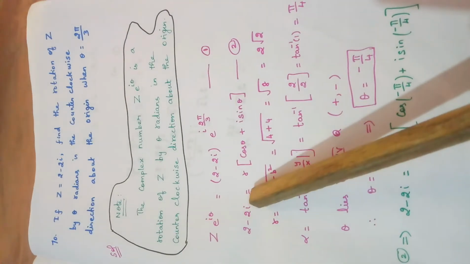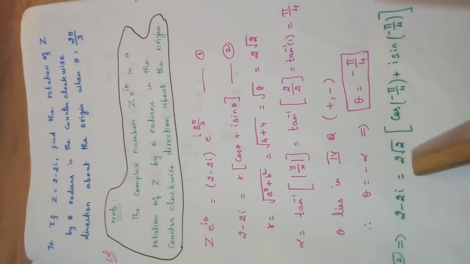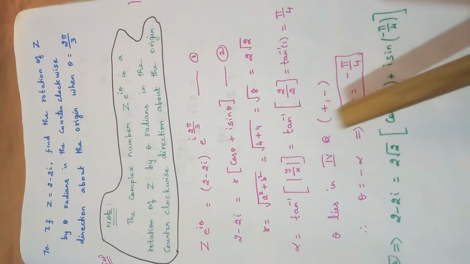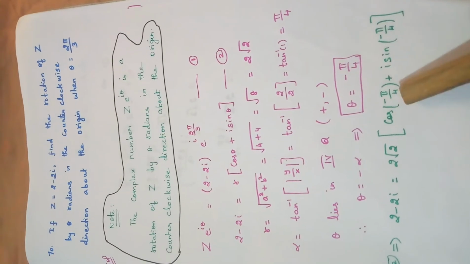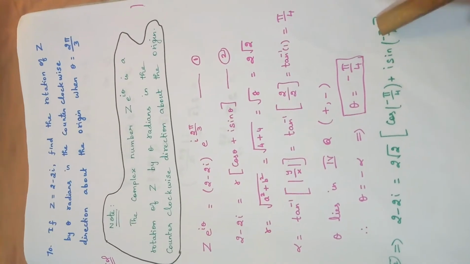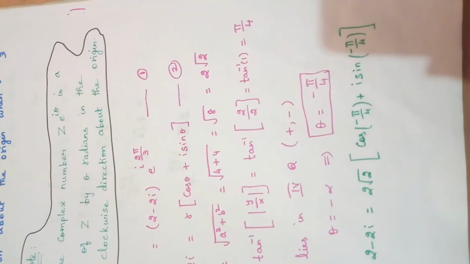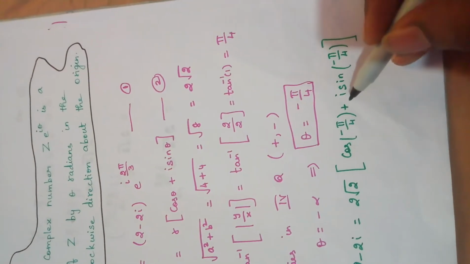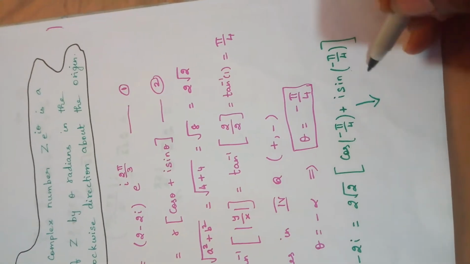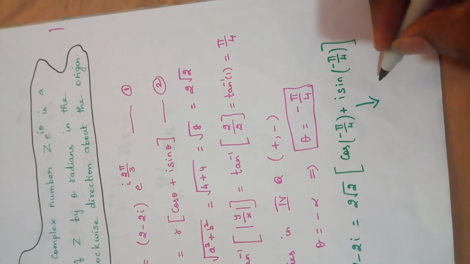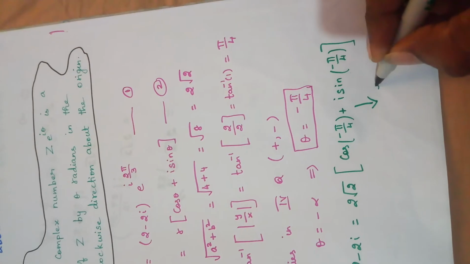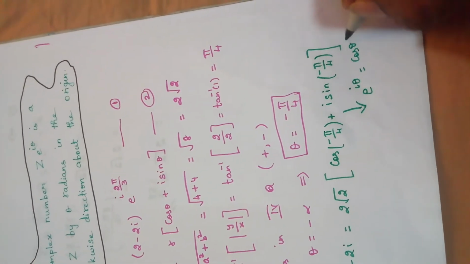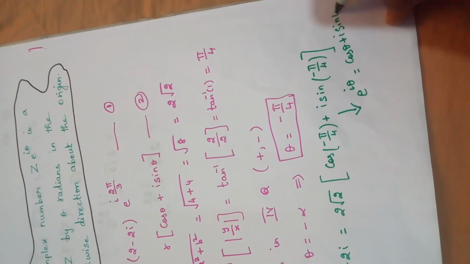Therefore 2 minus 2i will become equal to, r means 2 root 2, the value that we got, bracket cos theta plus i sin theta. Cos theta is cos minus pi by 4 plus i sin minus pi by 4. Now if I want to write this in Euler's form, how will you write? What is Euler's form? E power i theta. What is the expansion? Cos theta plus i sin theta.